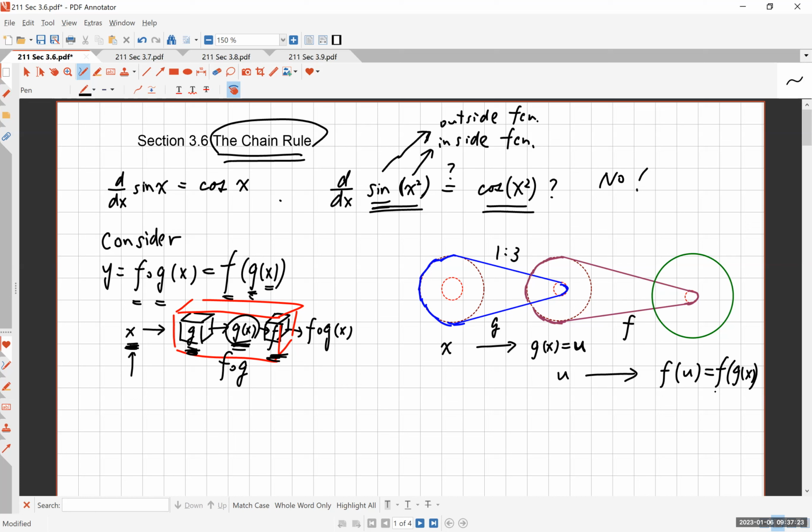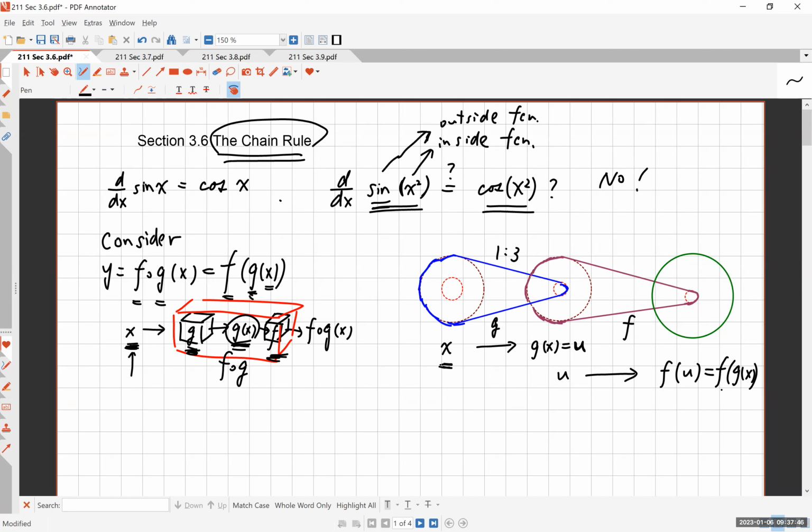All right, so what I was saying is, let's say this g has the derivative 3 at x. That means for each increase in x by 1 unit, g increases by 3. And that's what the derivative means. Instantaneous velocity, or the rate of change, is 1 to 3.